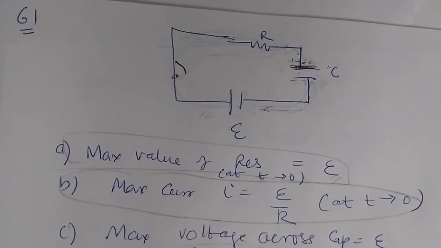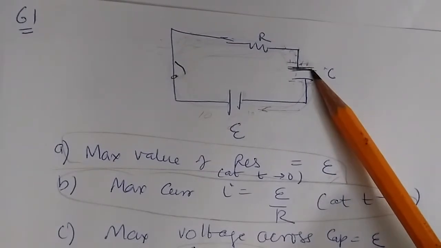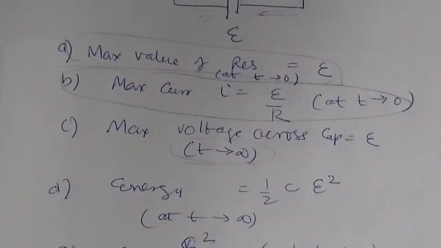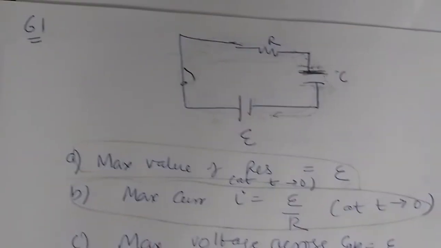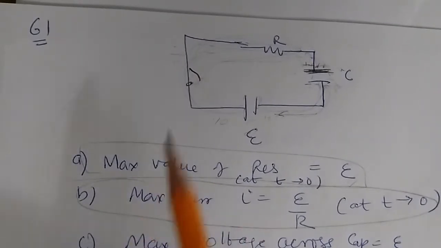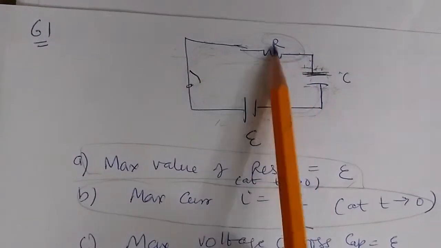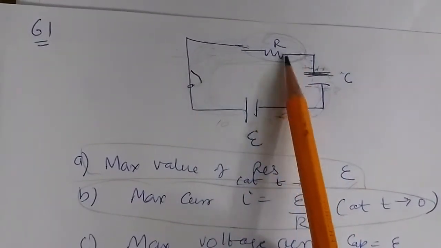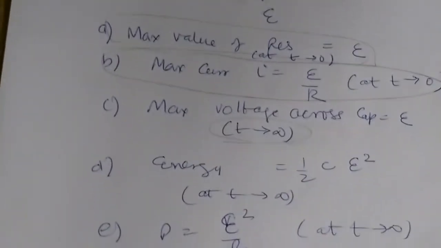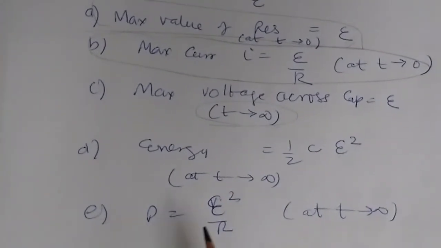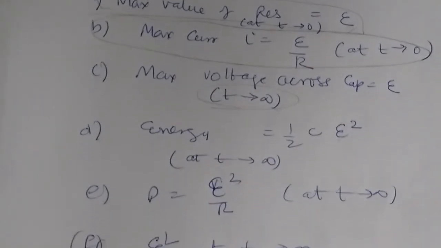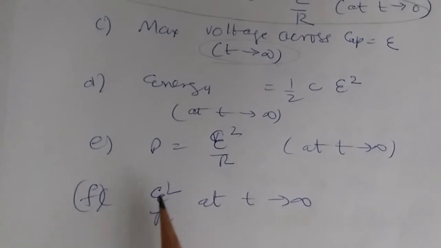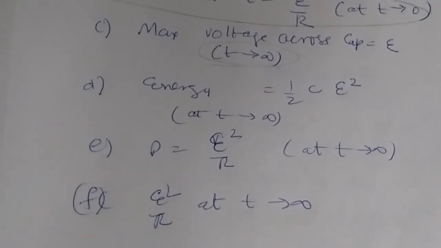Now the maximum energy in the capacitor is when it's charged to full, and that will be half C V squared, or half C epsilon squared. And the maximum power in this resistor happens when there is a maximum current into it, or the maximum voltage across it. That maximum power will be given by V squared by R, or epsilon squared by R, and that will also be the maximum heating rate in that resistance, given by epsilon squared by R.